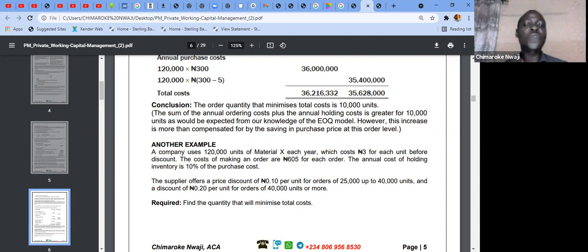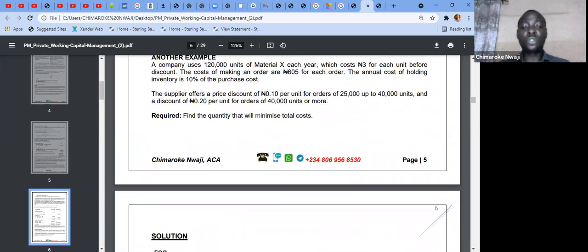The supplier offers a discount of 10 kobo per unit for orders of 25,000 units up to 40,000 units, and a discount of 20 kobo for orders of 40,000 units or more. Find the quantity that will minimize total cost. What's the first thing to do?